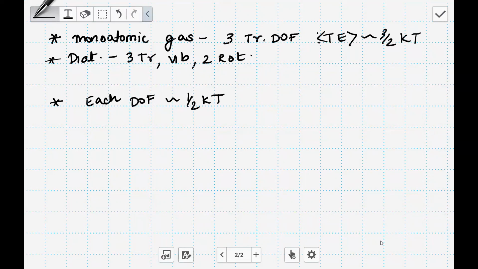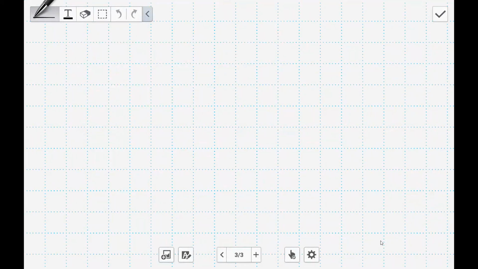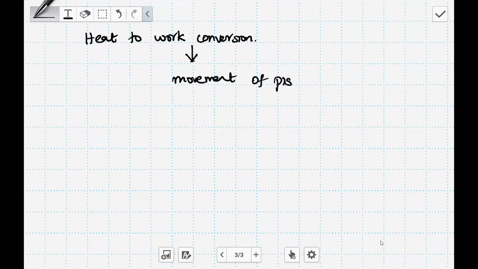Whenever we are thinking about energy conversion, we are thinking about heat to work conversion. Every work conversion involves movement of a piston, or lifting a weight. Any work can be interpreted in that manner. So why is there a Carnot efficiency?